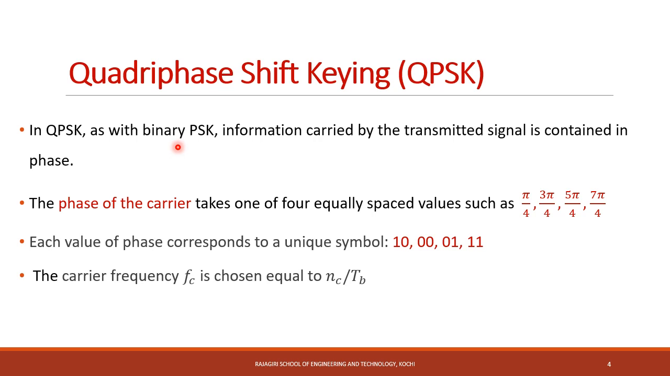Because there are four symbols that can be transmitted, the phase of the carrier in the case of quadrature phase shift keying can take one of four equally spaced values such as pi by 4, 3 pi by 4, 5 pi by 4 and 7 pi by 4. Another feature is that the carrier frequency fc is chosen to be equal to nc by Tb. This ensures that each transmitted bit contains an integral number of cycles of the carrier.